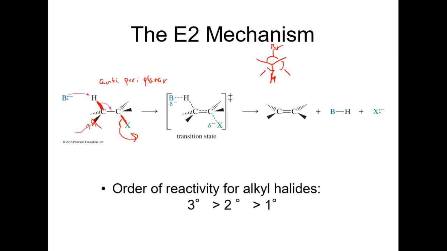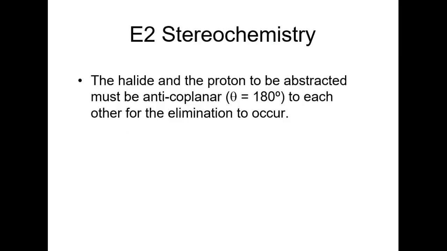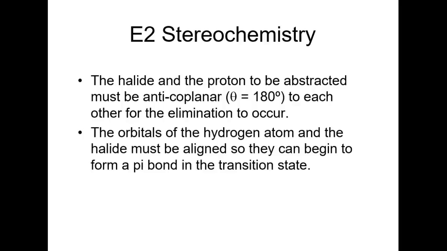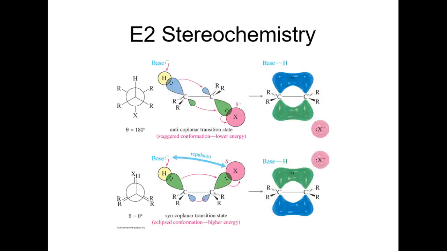In this case, tertiary goes faster than secondary, goes faster than primary, just like the E1, just like the SN1. The reason is because you want the bulkiness. Bulkiness is the key for elimination. Always think of bulkiness. Mixtures may form, but the Zaitsev product predominates. Stereochemistry: the halide and the proton to be extracted must be, it calls it anti-coplanar, anti-periplanar. It's the same thing, in order for the elimination to occur, because the orbitals line up. You can read all this on these slides that I posted, but there's nothing here that I haven't already talked about. They even show you a Newman projection. This hydrogen is anti-coplanar. I'll use the words they use, but periplanar is the same thing.